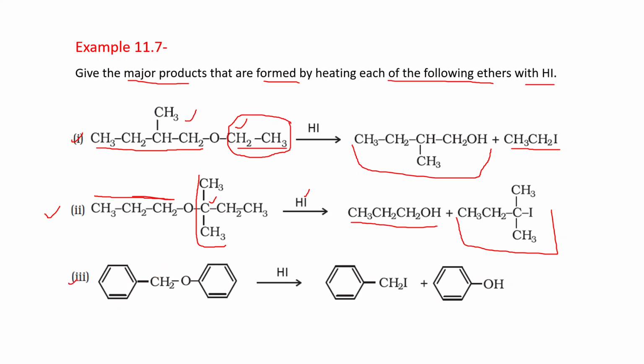Now see this one. This is C6H5CH2OC6H5. When HI is reacted, which bond will be broken down? We already discussed that this oxygen and this carbon will not be broken down. This bond will be broken down, and that's why H will go to this oxygen and I will go to this carbon, and we will get these products. Clear?